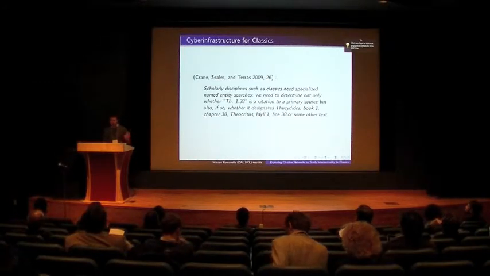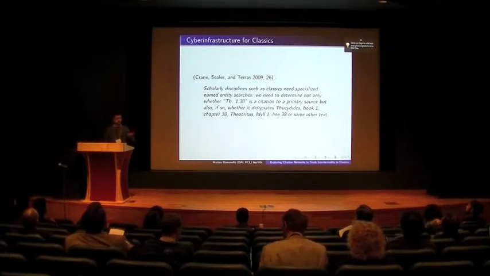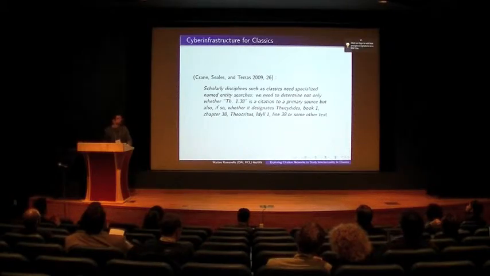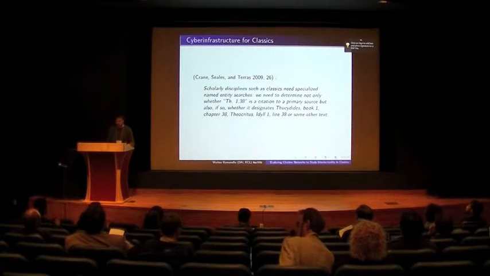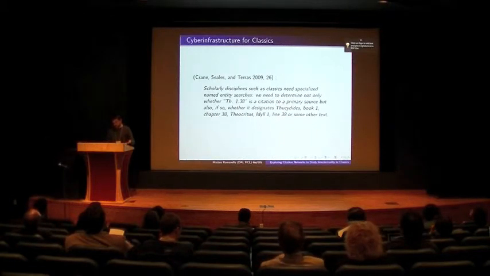Okay, so the work I'm going to present today is about my PhD research, and I thought about starting with this quotation because it is a great summary of what I'm trying to do in my project. Crane wrote in 2009: scholarly disciplines such as classics need specialized named entity searches. We need to determine not only whether TH 1.38 is a citation to a primary source, but also, if so, whether it designates Thucydides Book 1, Chapter 38, Theocritus Idyll 1, line 38, or some other text.